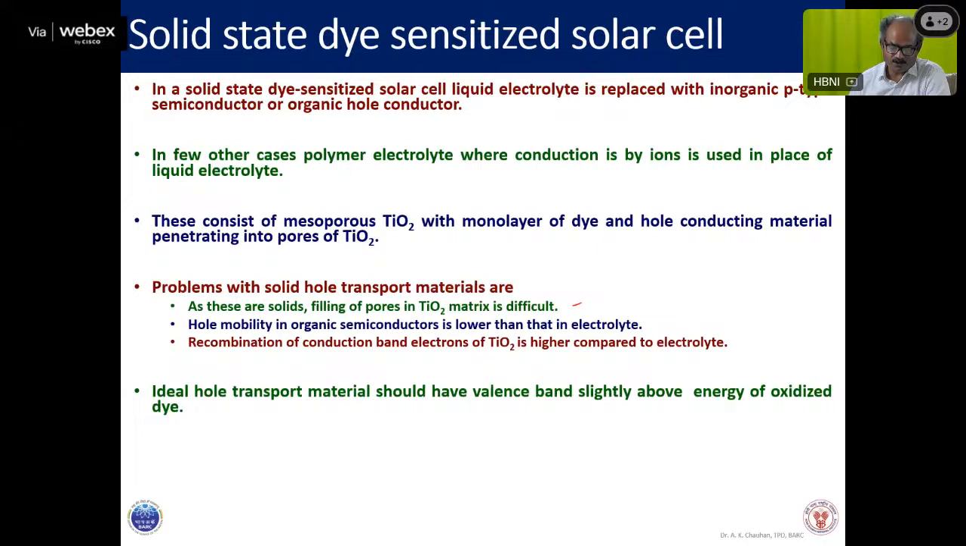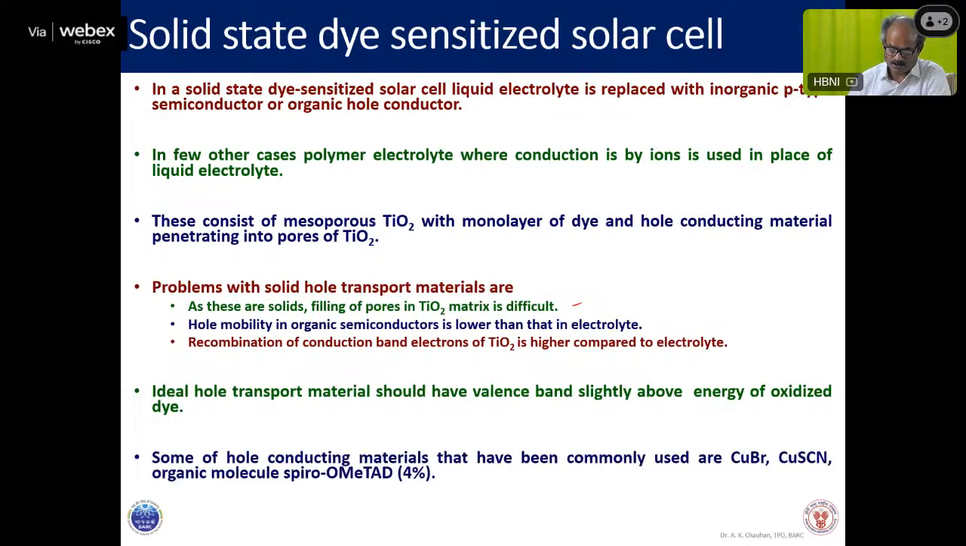So an ideal hole transport material should have a valence band slightly above the energy of the oxidized dye. In the case of the perfect one, there is a little offset. So what happens if the band gap is matching exactly?